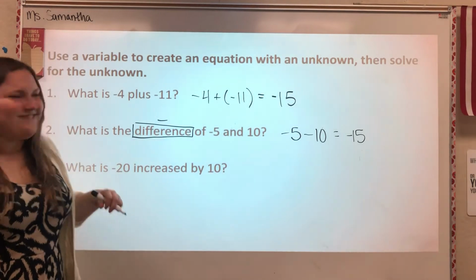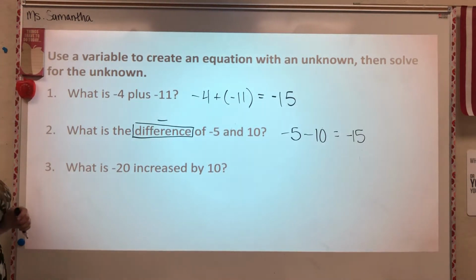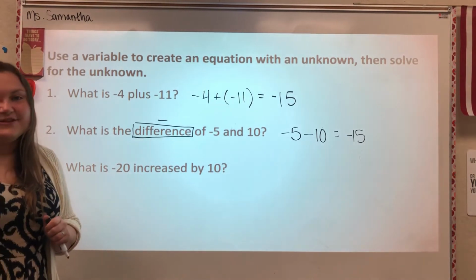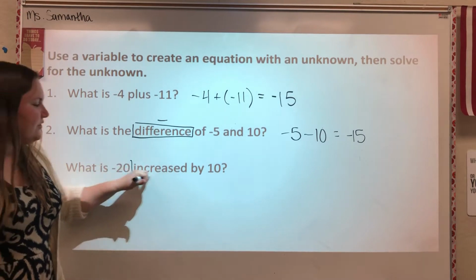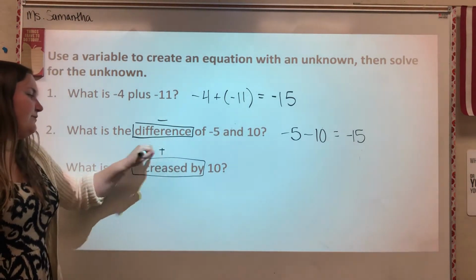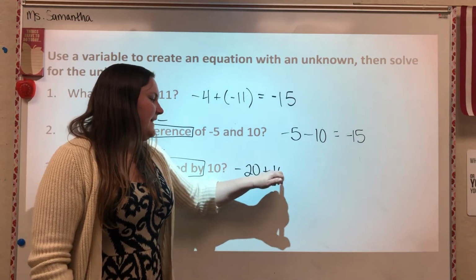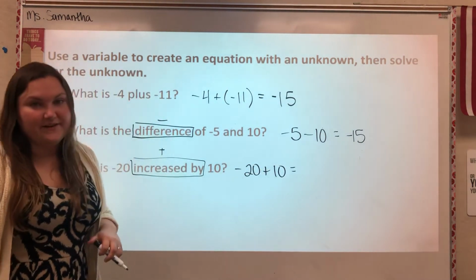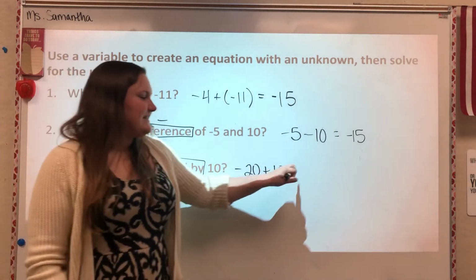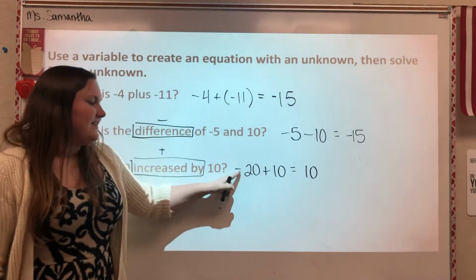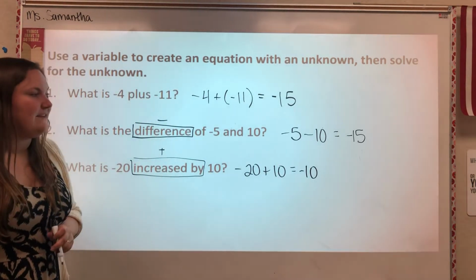It's negative 15 again. And then this last one says, what is negative 20 increased by 10? Go ahead and try that. Well, increased by is going to mean we want to add. So I want to do negative 20 plus 10. That's what we're trying to figure out. Looking at this problem, they have different signs. Different signs means I want to subtract and then keep that negative sign. Keep the sign of the bigger number. So we get negative 10 on that one.